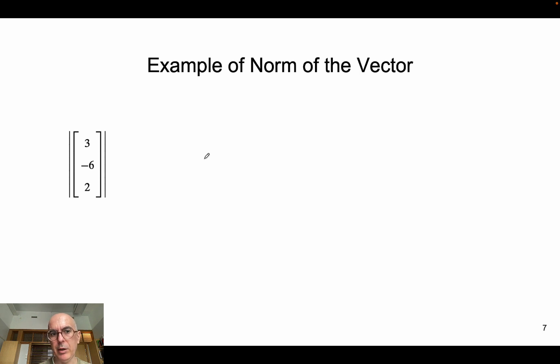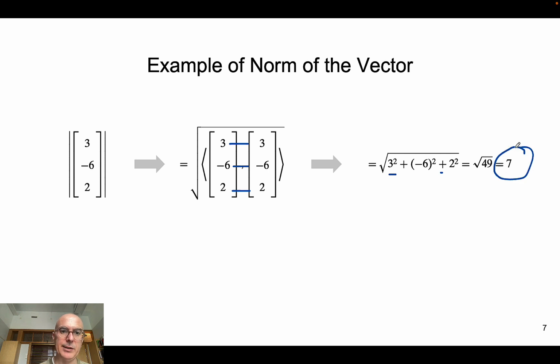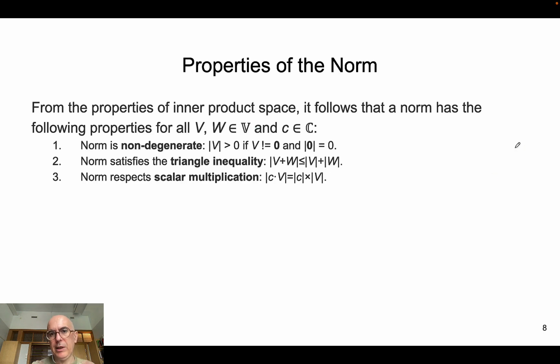So remember what we need to do. We use the inner product of this vector with itself, and then we take the square root. So we take the inner product, then the square root, which is just another step, and we see that we multiply element by element, and then we sum it up here, and we take the square root, and the final result is 7.